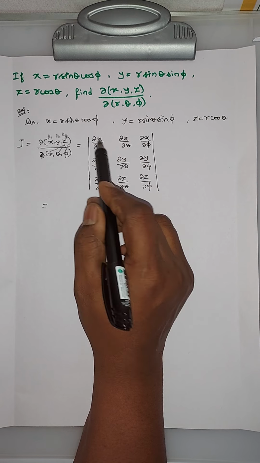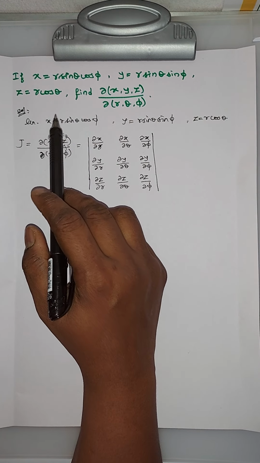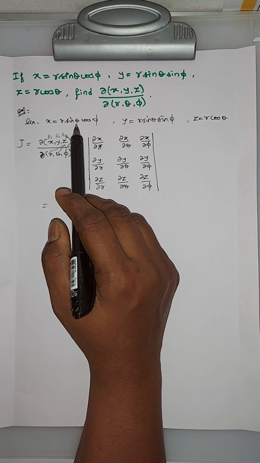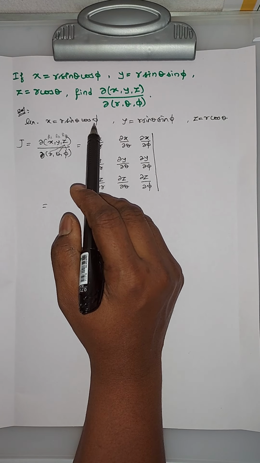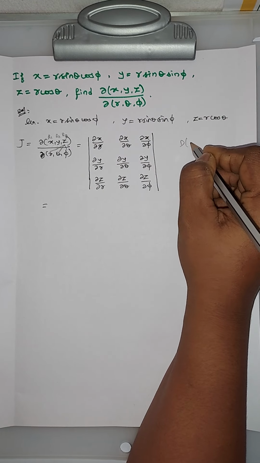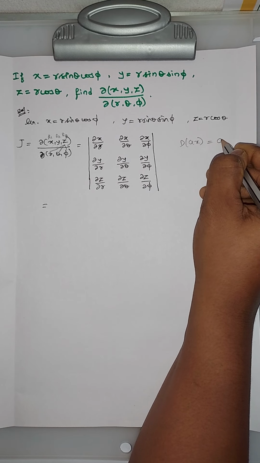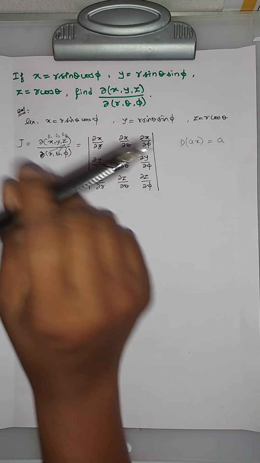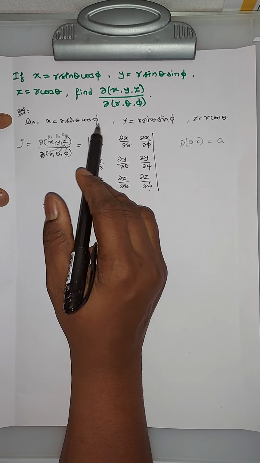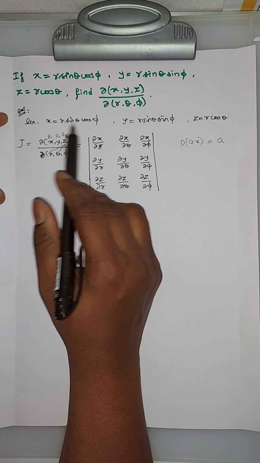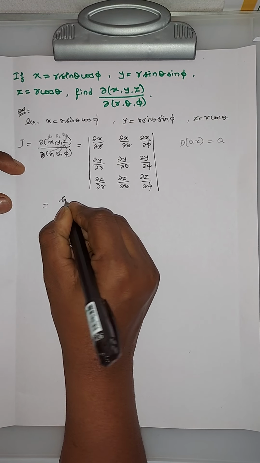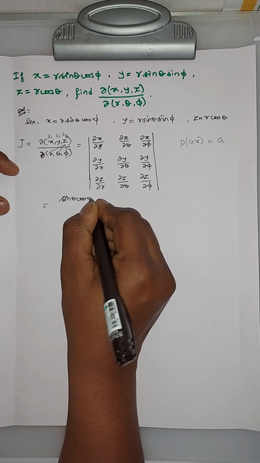So the first element is dou x by dou r. That is, we should differentiate x partially with respect to r. So theta and phi remain constant, which means that by the formula, differentiation of any ax is just the constant a alone. Same way, when we differentiate this complete term with respect to r, we just get the constant sine theta and cos phi alone. So sine theta, cos phi.